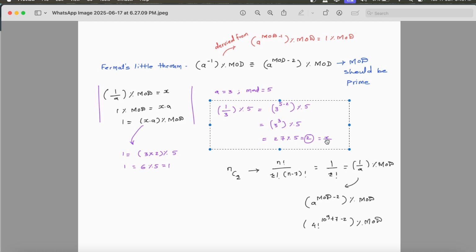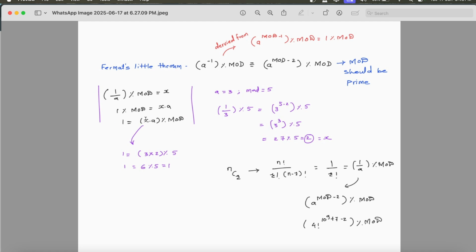Now we got the x value with this formula, but we can re-verify it. So 1 by a modulo mod equals x. In this case, 1 modulo mod equals x into a. Whatever a is below, we can move it to the other side, and this can be converted into 1 equals x into a modulo mod. This is the derivation of the form we are trying to get. x is what we have to figure out, because a is known and mod is also known.